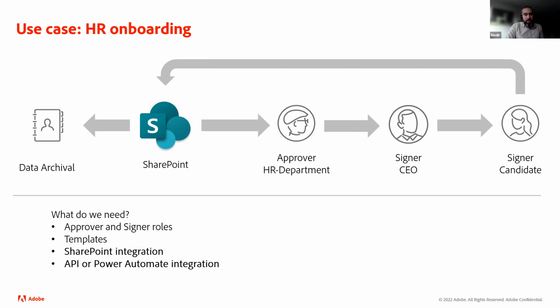In this scenario, we have two roles: a signer and an approver. We use templates, and we use the SharePoint integration together with our Workflow Designer. We can also choose to use Power Automate instead of the Workflow Designer if we want to, or the API to create this flow. In this scenario, both integrations and Workflow Designer are being used, so you would be required to have Acrobat Sign.